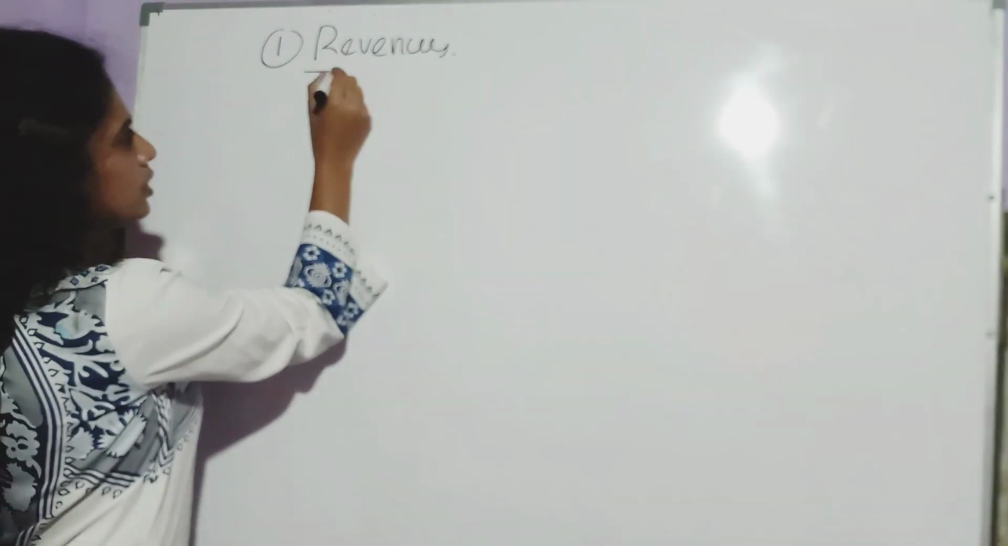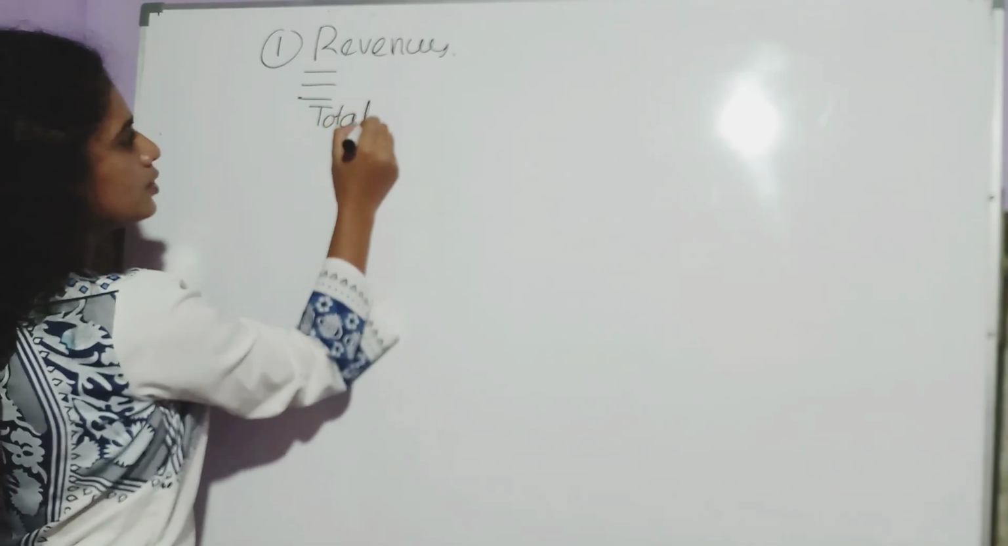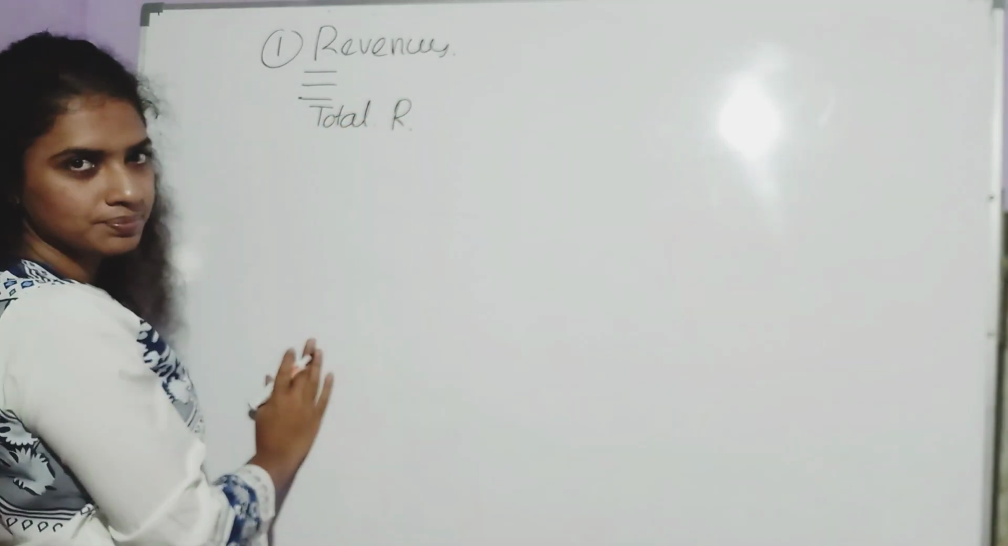Right? The first one is revenues. So under these revenues, you need to write all your revenues and then get the total revenues.